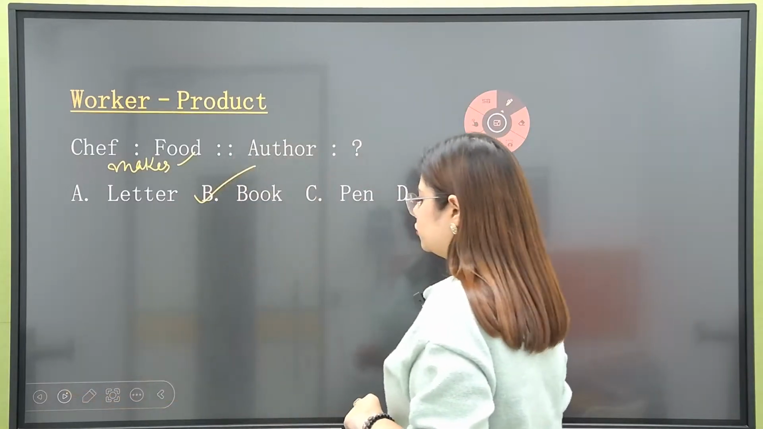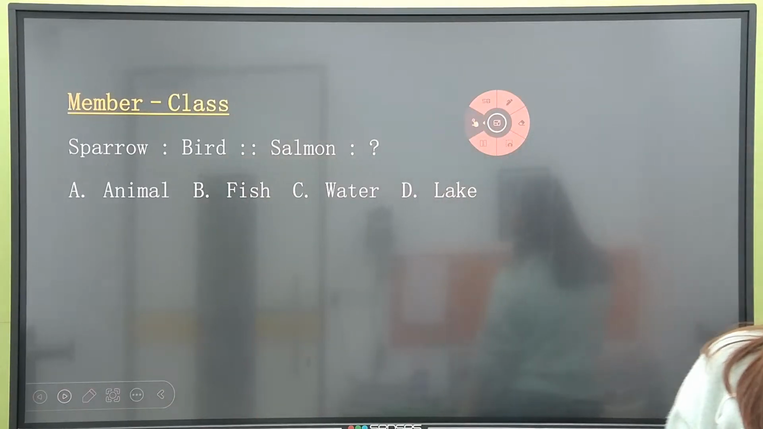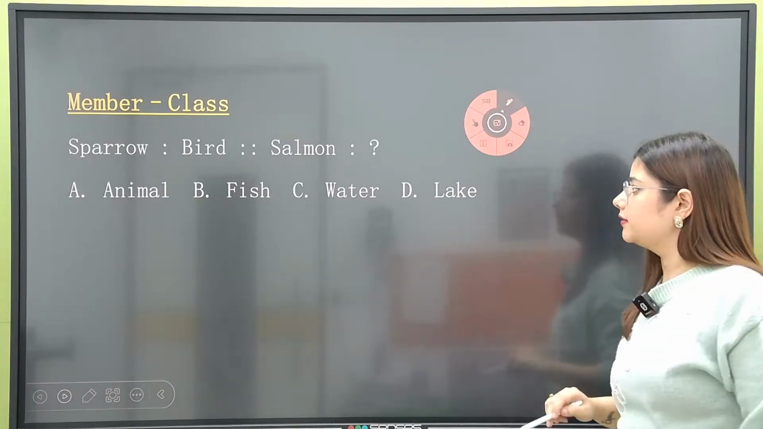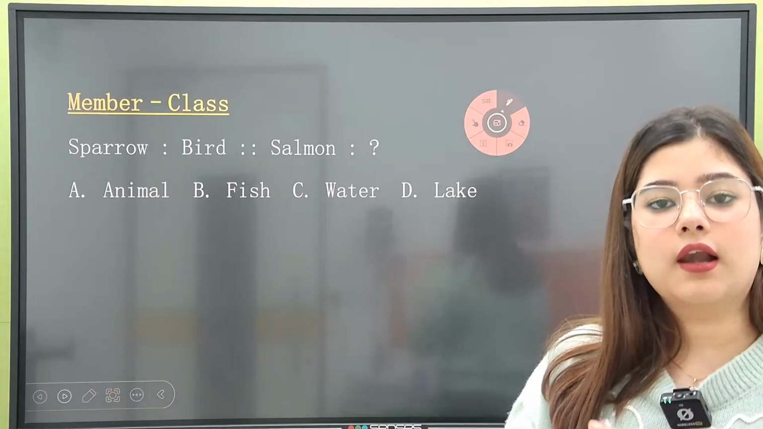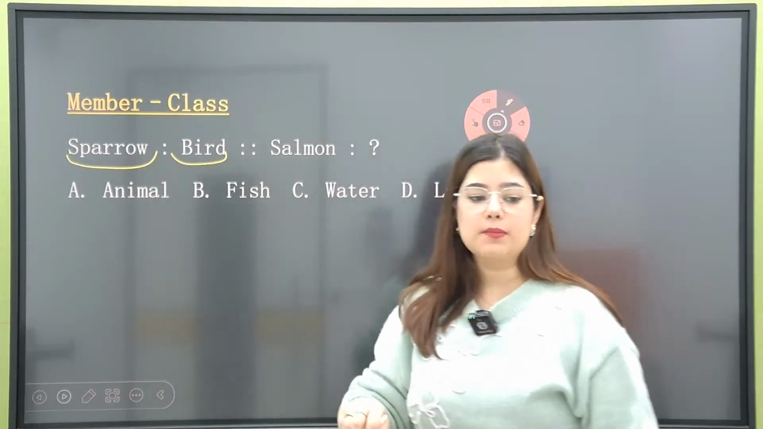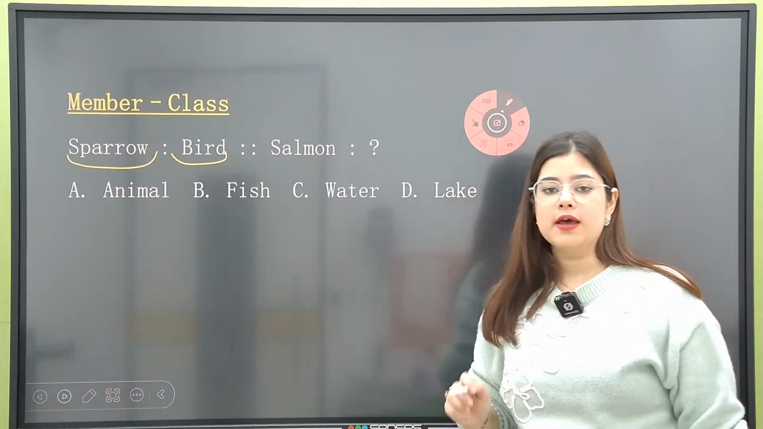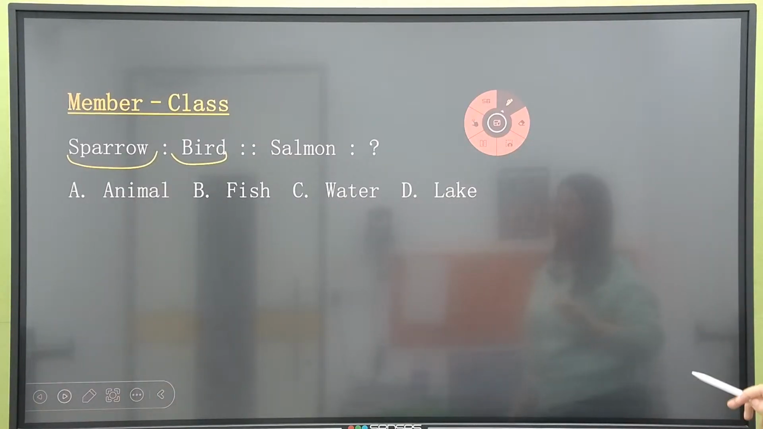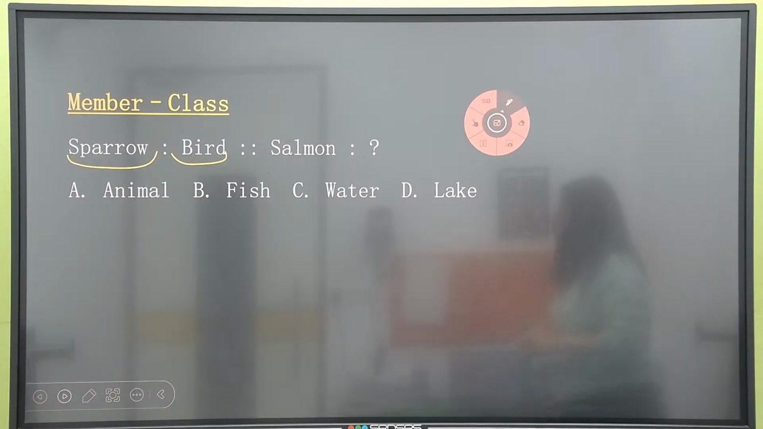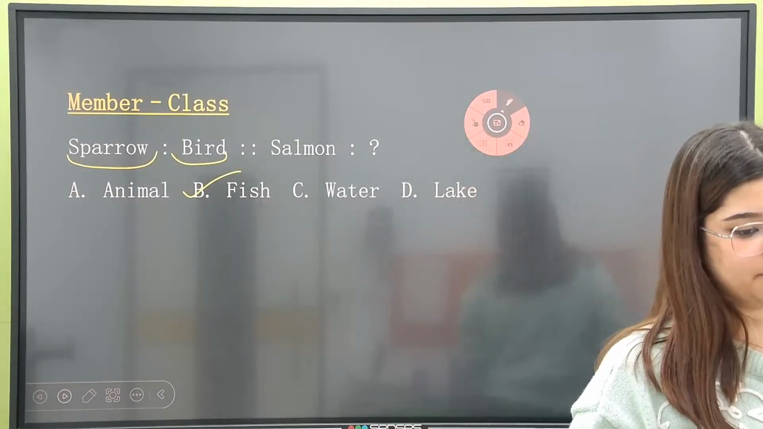The next relationship, member class. The first part of the pair would consist of a member, and the second part would consist of the class. Okay, so sparrow is to bird. Sparrow is a type of bird. So sparrow is to bird, such as salmon is to. Salmon is a type of fish. So we would say sparrow is to bird, such as salmon is to fish. Member class.